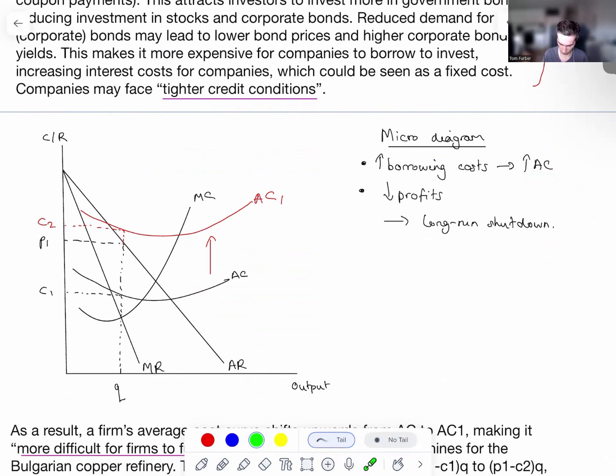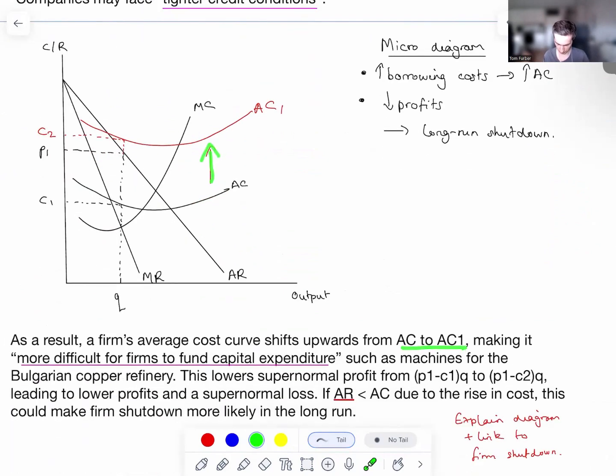So average cost shifts upwards from AC to AC1, as we explained in the text, and that makes it more difficult for firms to fund capital expenditure. That's another quote from the extract. And that could mean lower supernormal profit for, let's say, this Bulgarian copper refinery if it borrows money. And that supernormal profit falls from P1 minus C1 times Q to P1 minus C2 times Q, which is negative. So that means the firm is making a supernormal loss as a result.